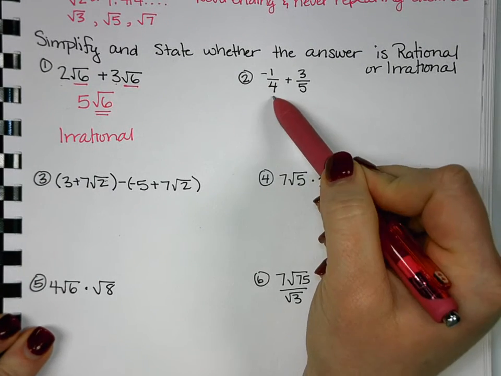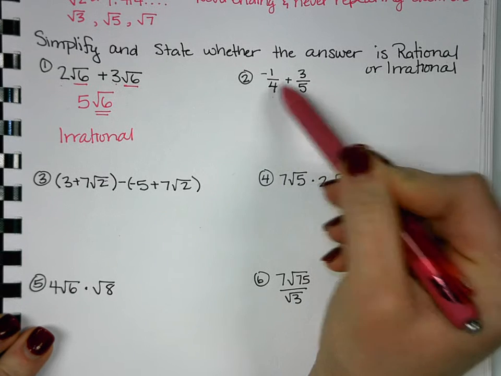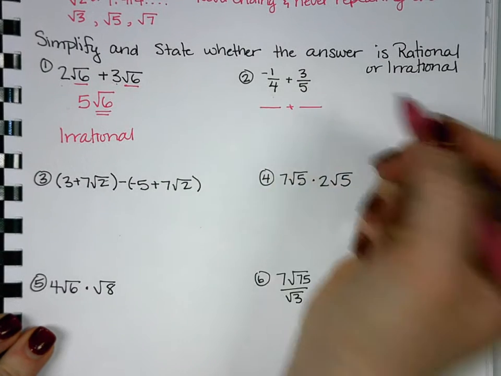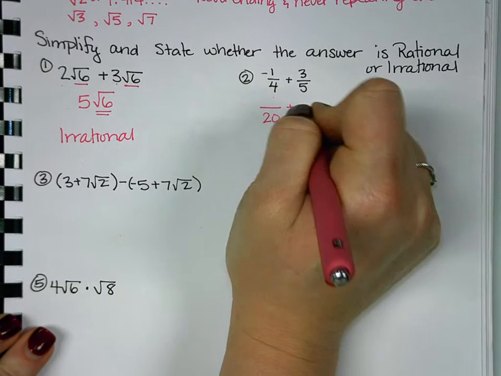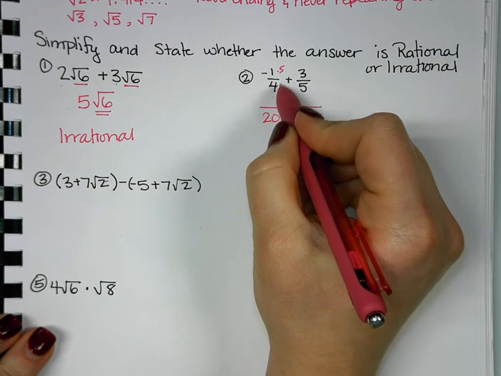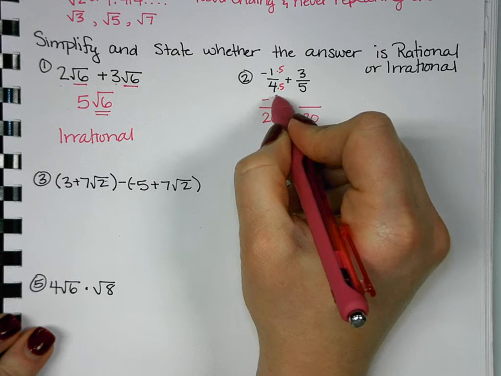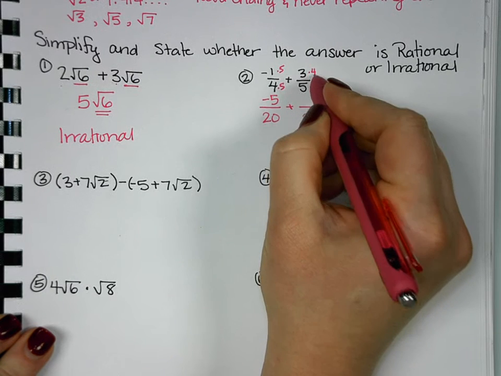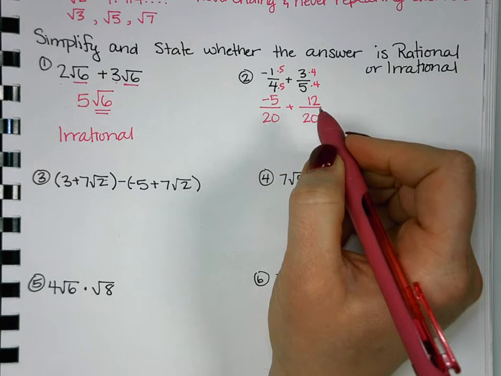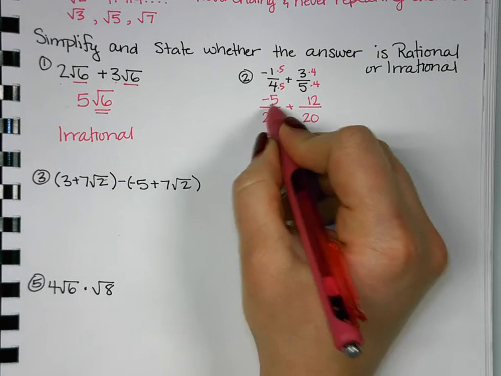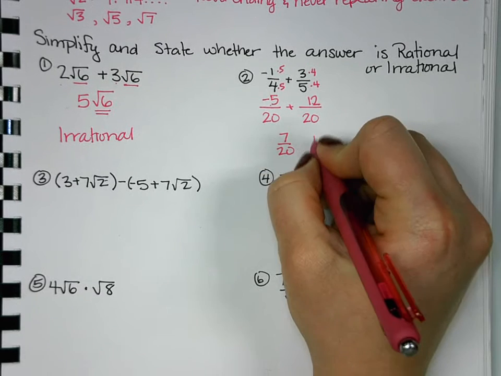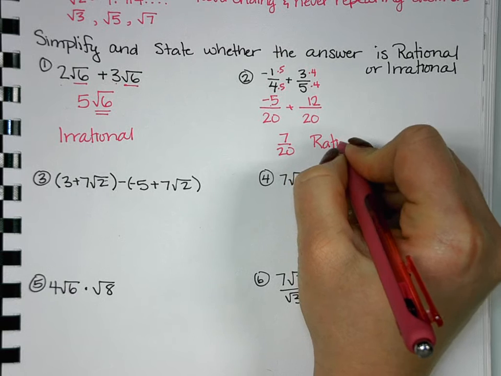Here we have two fractions, negative 1/4 plus 3/5. So let's go ahead and get a common denominator so that we can add them together. So my common denominator is going to be 20. We'll multiply top and bottom here by 5 to get that 20. So we have negative 5. This fraction will be by 4, 12 over 20. When we add these together, we get 7 over 20. Well, that's a fraction, so that means our answer is rational.